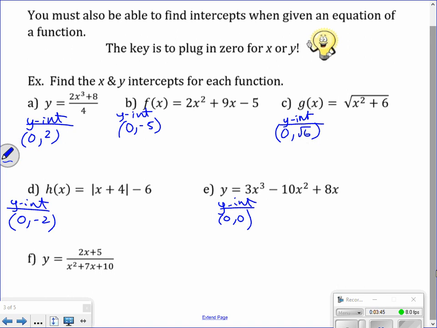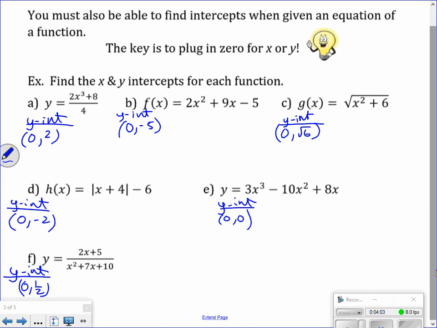This last one here. So what you're imagining here, wipe out, wipe out, wipe out. All these things with x's are gone. So your y-intercept is going to be left with 5 over 10, so 1/2. So 0 and 1/2. So again, y-intercept, very easy to find. Just plug in 0 for all the x's. But now the x-intercept.